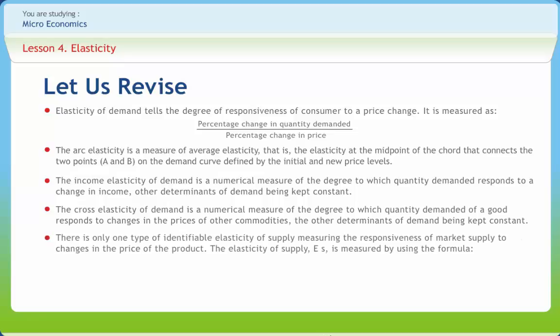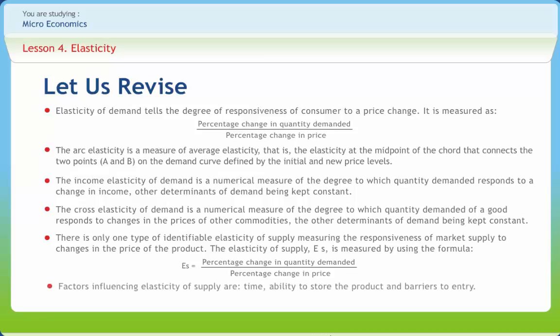There is only one type of identifiable elasticity of supply, measuring the responsiveness of market supply to changes in the price of the product. The elasticity of supply, ES, is measured by using the formula ES equals percentage change in quantity supplied divided by percentage change in price. Factors influencing elasticity of supply are time, ability to store the product, and barriers to entry.